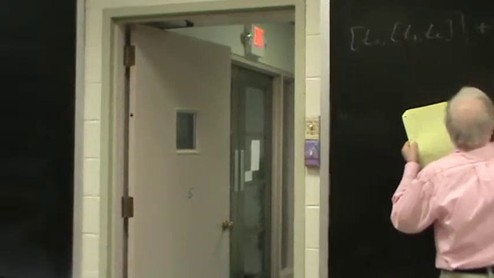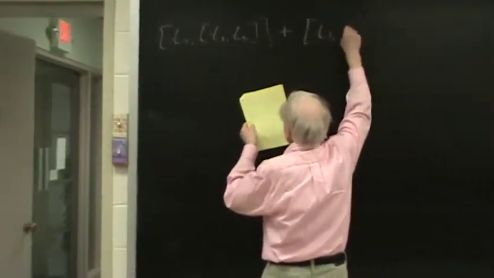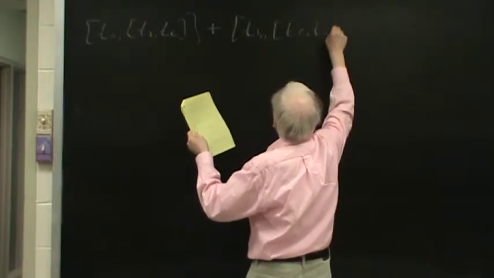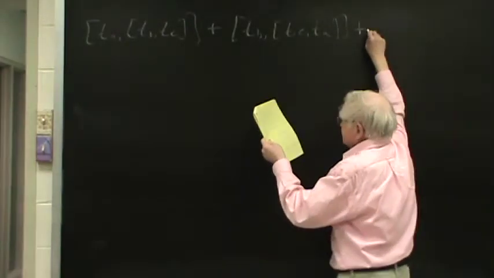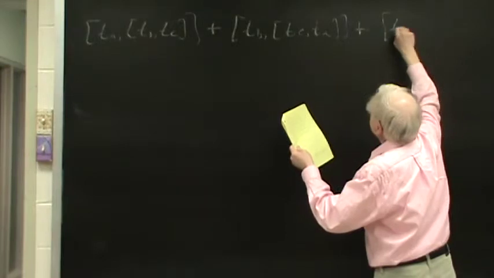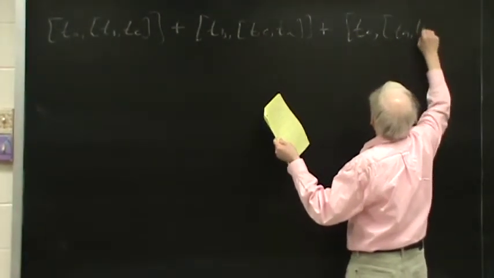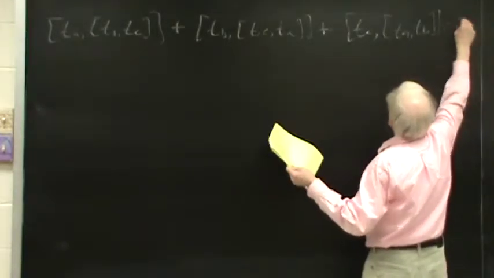Okay, that turns out to be [T_B, [T_C, T_A]] plus [T_C, [T_A, T_B]] equals 0. All right.